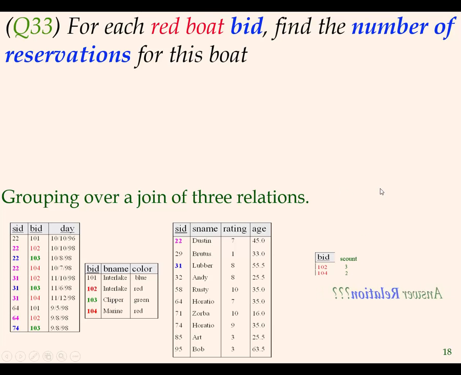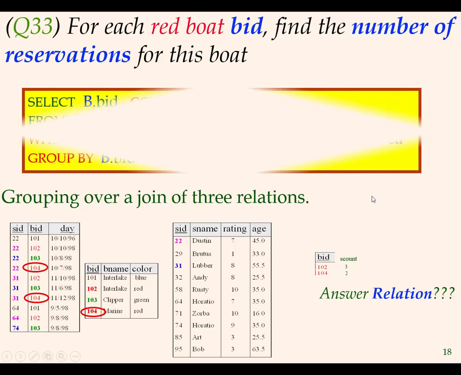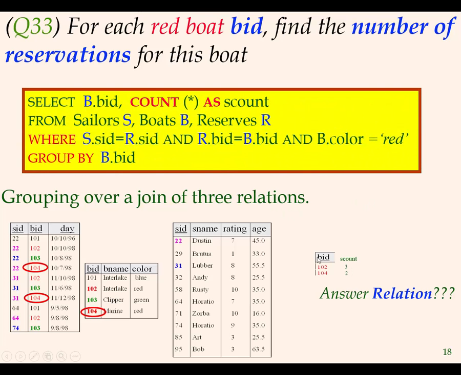Let's see the SQL for this. My output relation will have two attributes. So here is 104, the two of them. I'm interested in bid, and I can rename this attribute using the as. So I'm going to count. The count for 104 was 2. The count for 102 will be 3. How many tables are involved in this? I need the sailors and boats and reserves. Actually, I don't need sailors. Why do I need sailors? I guess to join on sid.